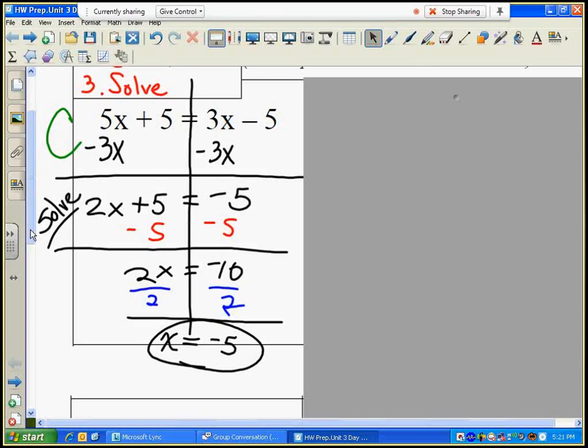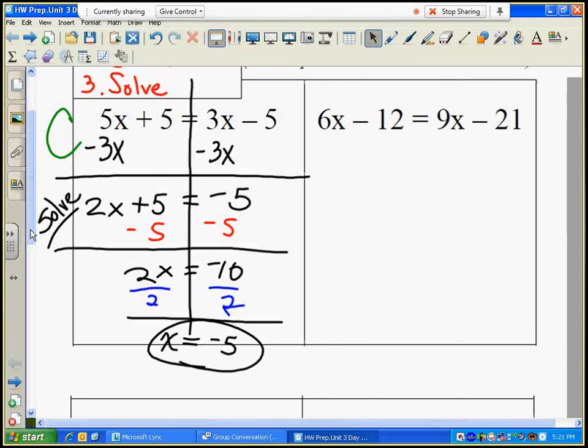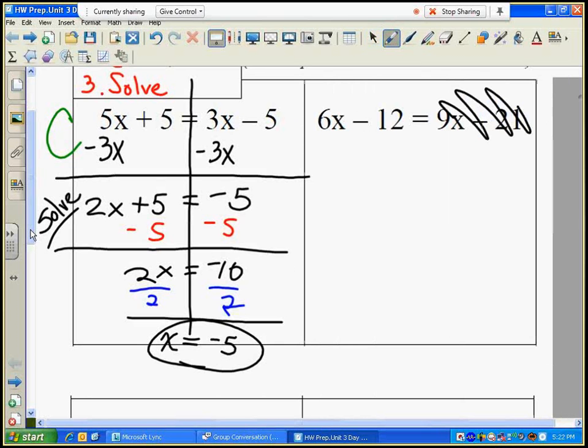Let's try the same thing again over here on the right. Copy down that problem, with 6x minus 12 and 9x minus 21. I'm going to look at the left side and ignore the right side. 6x minus 12. Can I take away 12 from 6x? Well, no, I can't, because the 12 does not have an x. So the left side is simplified. Now let's take a look at the right. 21 taken away from 9x, same reason, that right side is simplified. So we don't need to write down simplify.